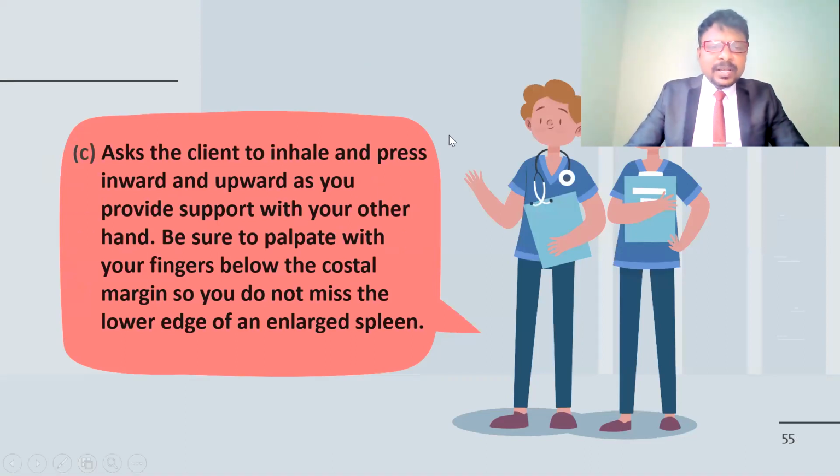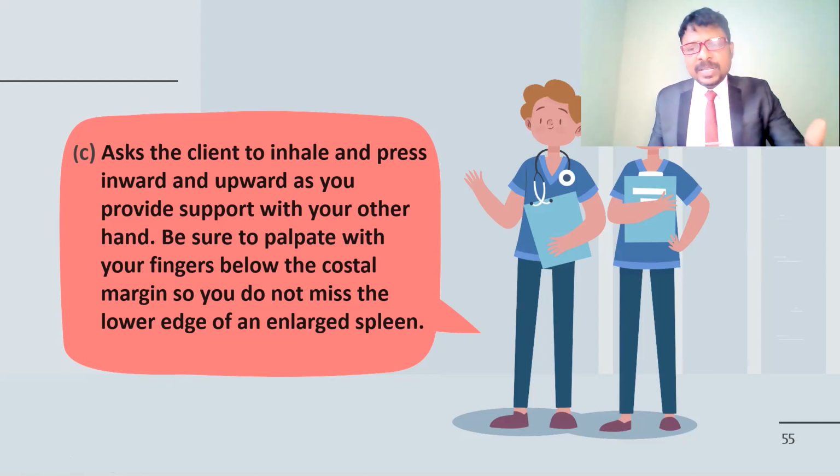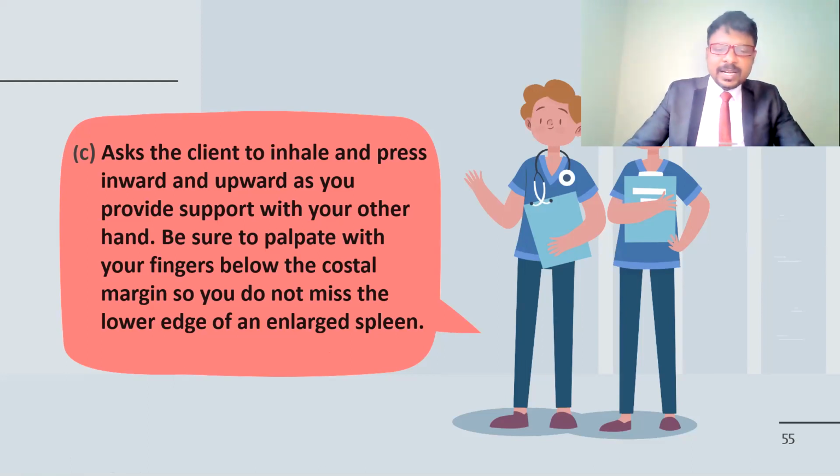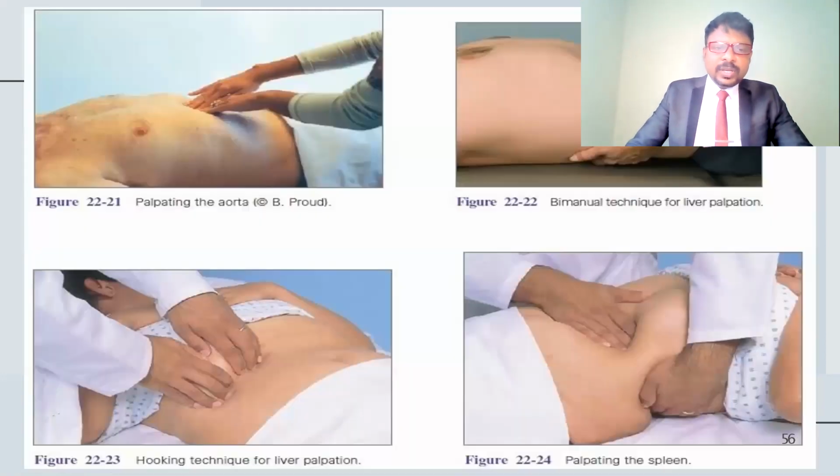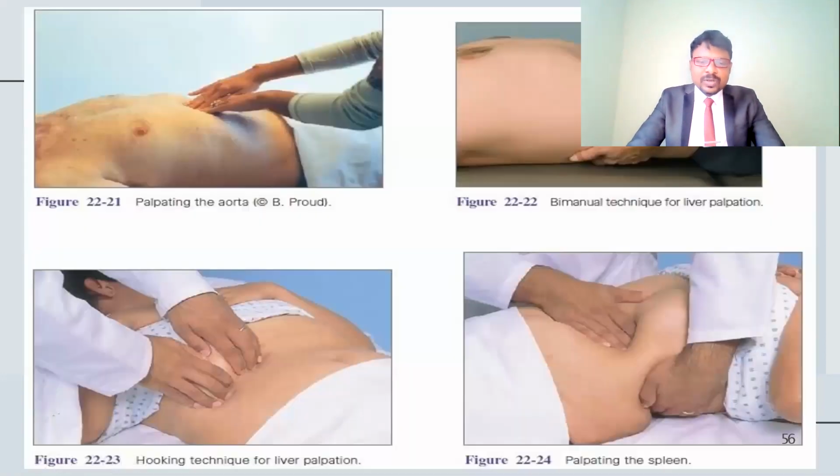Ask the client to inhale, press inwards and upwards while providing support with your hand. Be sure to palpate with your fingers below the costal margin, so you do not miss the lower edge of an enlarged spleen. That's why we ask them to breathe in and breathe out, and slightly increase the pressure upwards towards the head side. We have to check in all directions, in the four quadrants. Here in the epigastric region, we have to palpate the aorta.